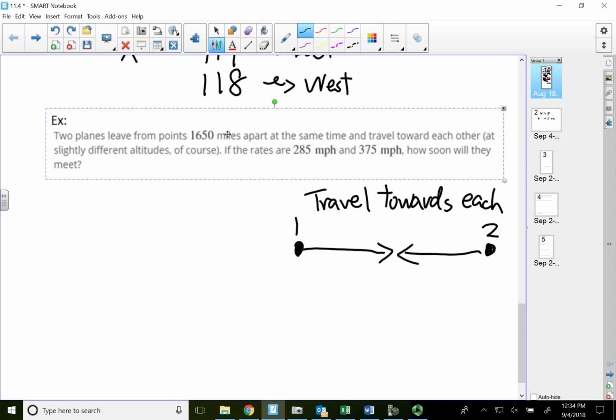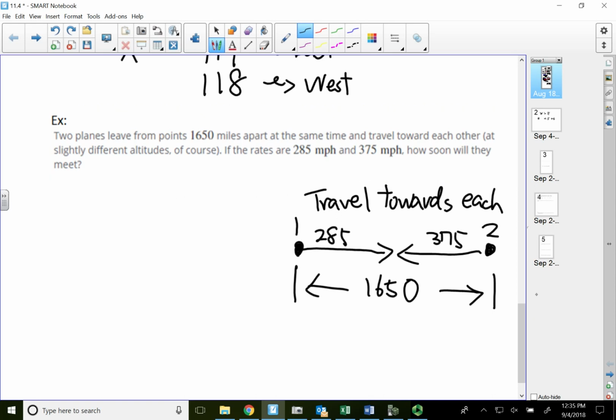Okay, 1650 miles apart. So that tells me the distance was already 1650 miles apart. If the rates are 285 and 375 miles per hour. So let's say one airplane goes 285, the other one goes 375. So I know the one traveling faster will cover more distance than the one traveling less. How soon will they meet? So basically, since they left at the same time, by the time they meet up, both of them have traveled the same time as well.